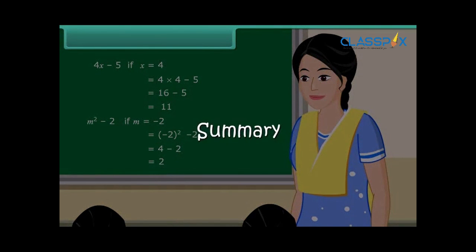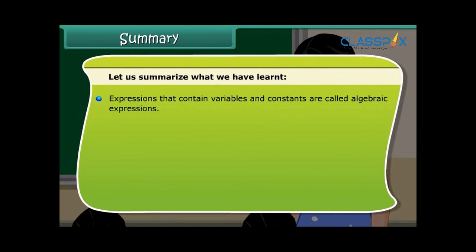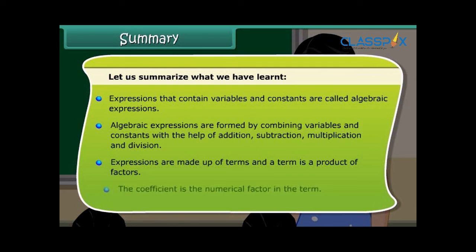Summary. Let us summarize what we have learned. Expressions that contain variables and constants are called algebraic expressions. Algebraic expressions are formed by combining variables and constants with the help of addition, subtraction, multiplication and division. Expressions are made up of terms, and a term is a product of factors. The coefficient is the numerical factor in the term.